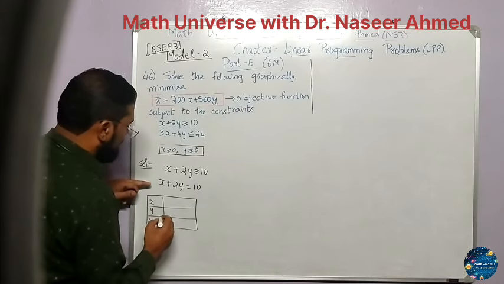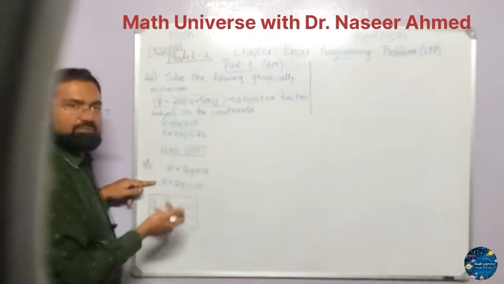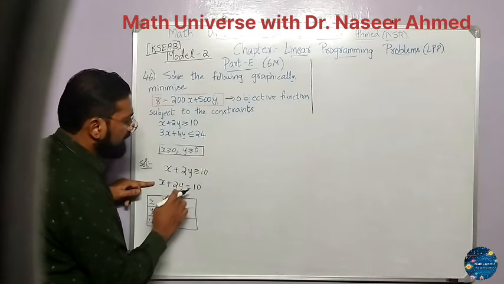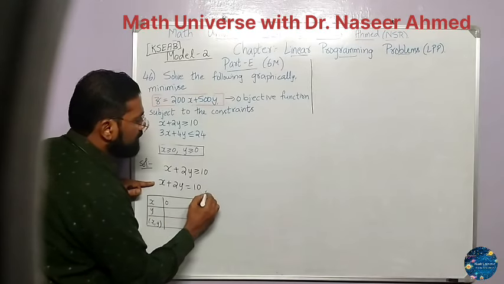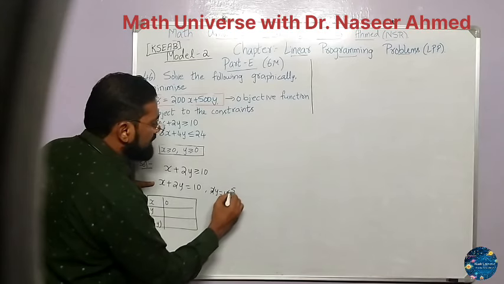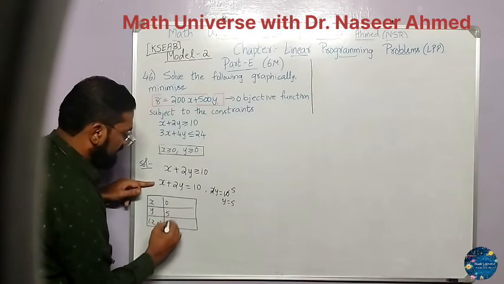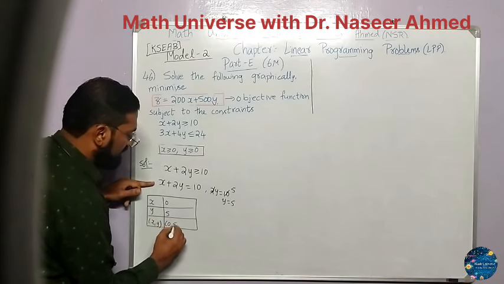So when x is equal to 0, I prefer 0 because the calculation will be simple for us. When this is 0, we are going to get 2y is equal to 10. So 2 ones are 2, 2 fives are 10, so the y value is what? 5. So yeah, 5 here. So this will be (0, 5).